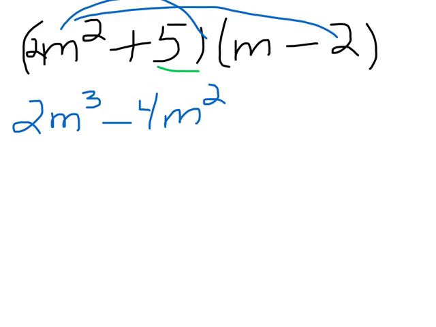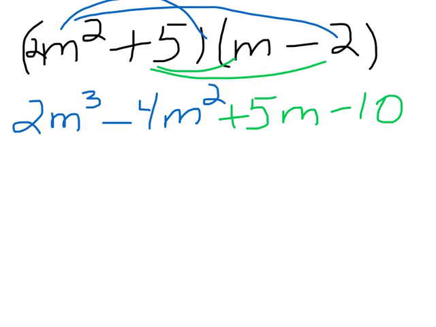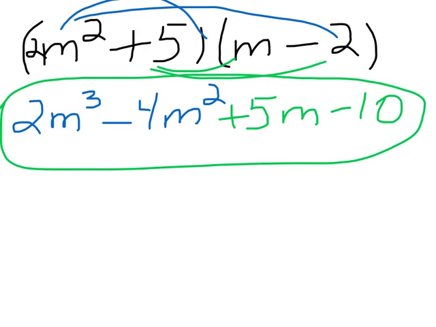Now let's look at the second one here. And we're going to go with a positive number times a positive number. Positive 5 times m gives me 5m. A negative number times a positive number. So I got a 5 times a negative 2. So I get a negative 10. So now I've got to just look at my work here and see if everything is in order. There's m cubed, m squared, m, nothing I can combine, no like terms, and then this is my answer. That one was pretty easy.